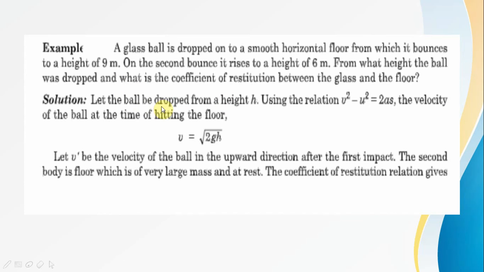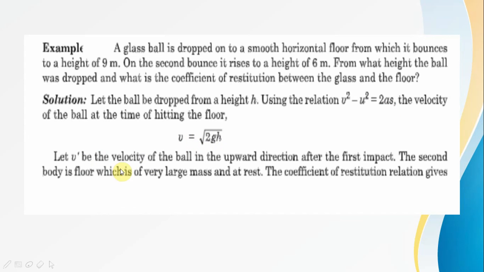Now when the ball drops from a height h, we know the relation v square minus u square equal to 2s. The initial velocity of the ball is 0, and the height of the ball is h. So when the ball strikes the floor, at the time of hitting, the velocity would be equal to root 2 gh, because u equal to 0 and s equal to h.